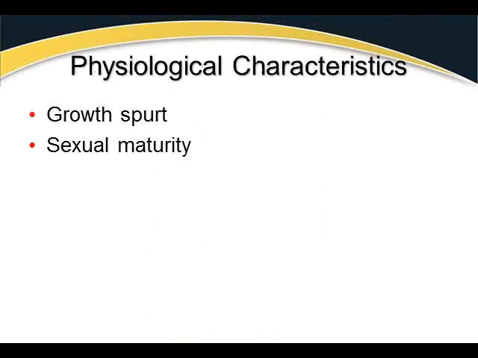Physiologically speaking, they generally have a significant growth spurt, a 2 to 3 year growth spurt, beginning with enlargement of their hands and feet, followed by the legs and arms, and they typically will grow several inches a year. And then sexual maturity obviously starts to occur. You start to see secondary sexual development, such as breast development, hair, and menstruation in females.